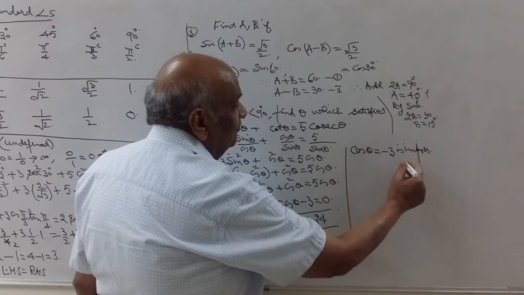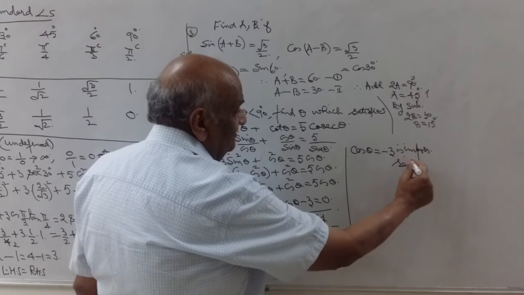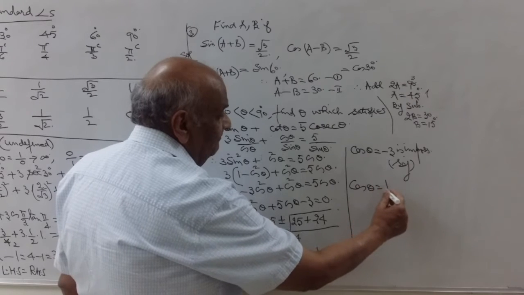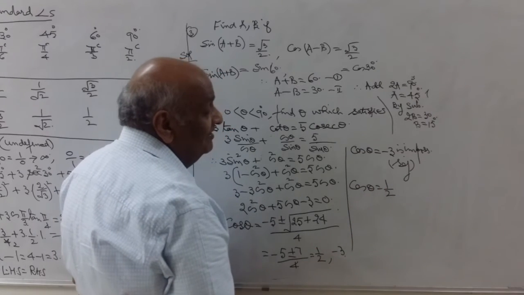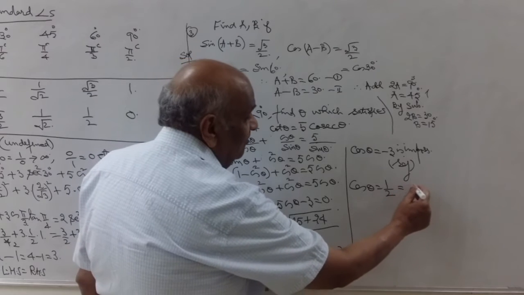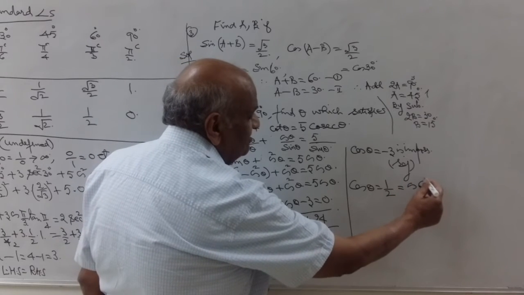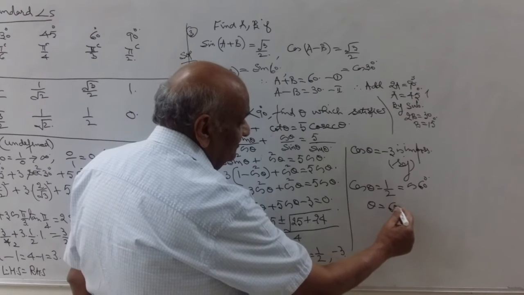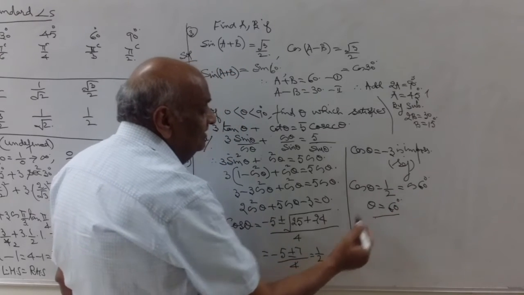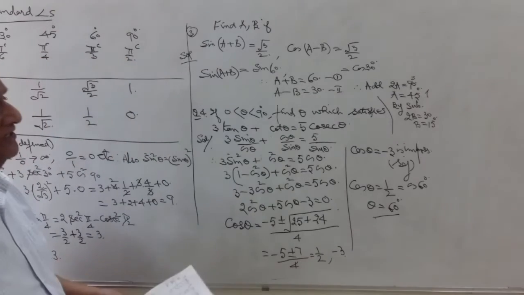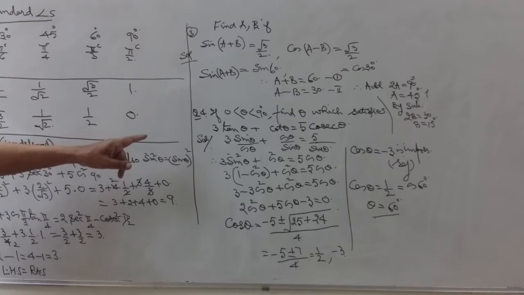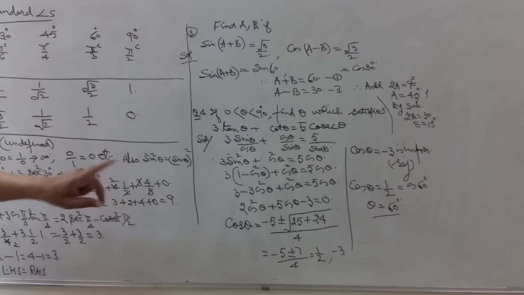Impossible, so rejected. Again, we have cos theta is equal to half. Look, from the table itself, it is equal to cos 60 degrees. Therefore, theta becomes equal to 60 degrees. That is the value of theta between 0 and 90, which satisfies the equation. Between 0 and 90, it gives the value theta is equal to 90 degrees.